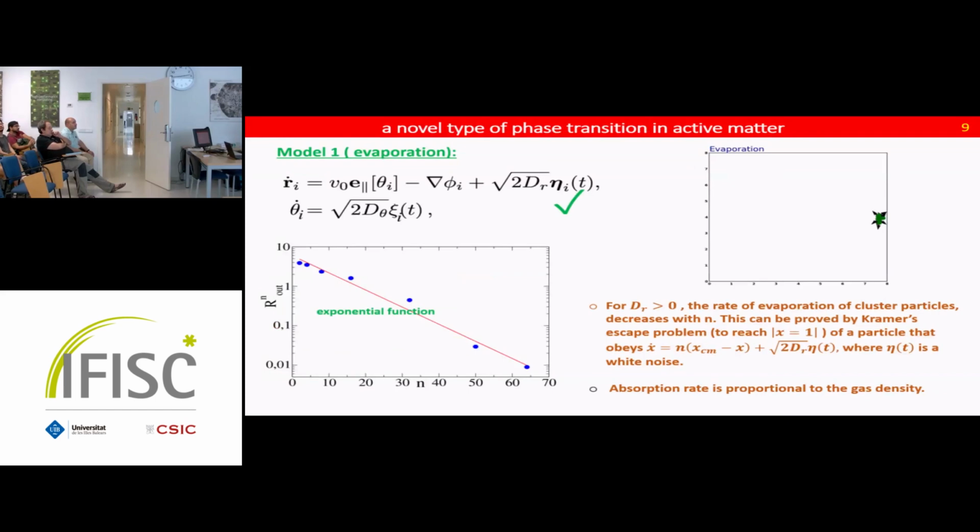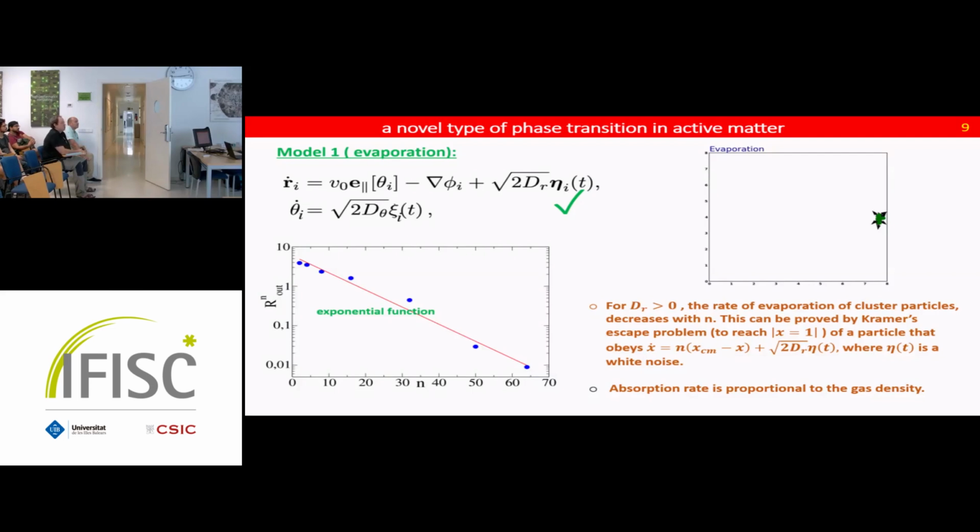So far I talk about there is no coexistence. So we start with random distribution, we end up on a cluster or a condensate, all the particles come to the same point. But is it possible to have a coexistence of the cluster and the gas in the system? To study that, we modify the model a bit. We consider the evaporation, or we put the noise in the model.